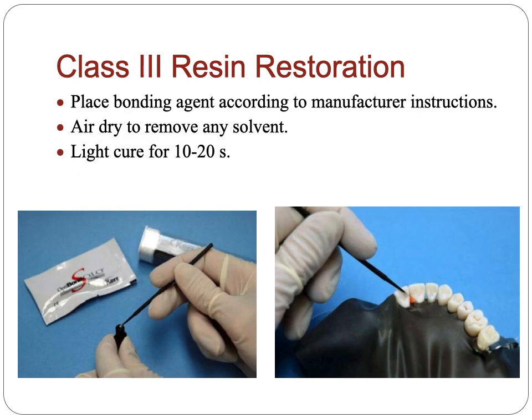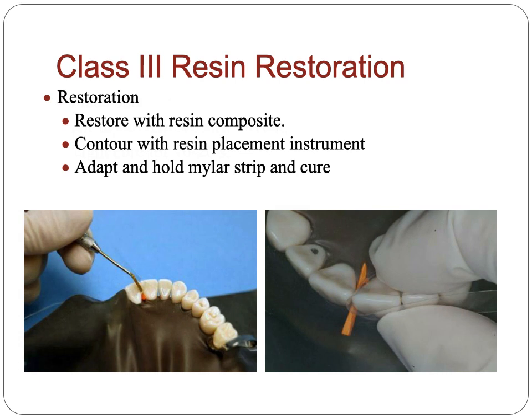After that, we will place our bonding agent according also to the manufacturer instruction and according to the type. Then we will air dry to remove any solvent present in the bonding agent. As you remember, we have different types of solvent. We have acetone, we might have alcohol or water. So return back to the lecture to see what type of solvent and how it affects your bonding. After that, we will use the light curing for 10 to 20 seconds to convert the bonding agent from liquid to solid material. And then we will place our restoration.